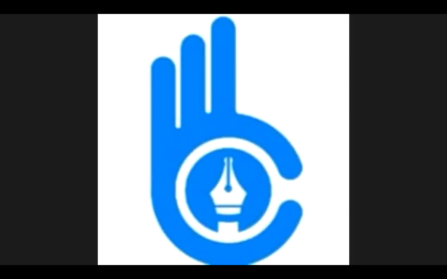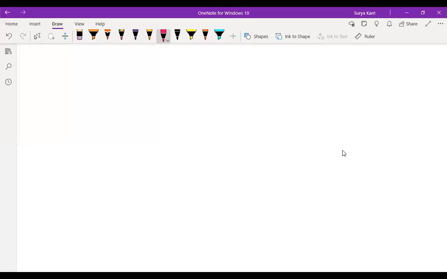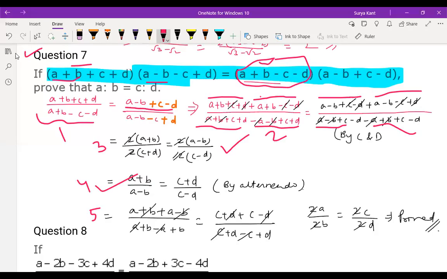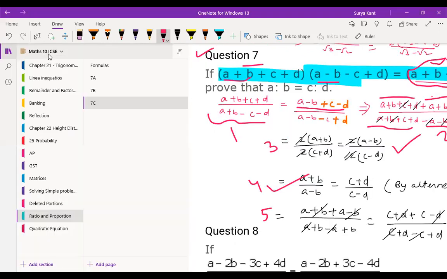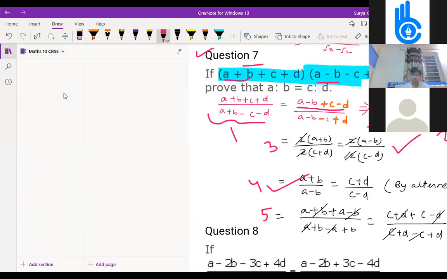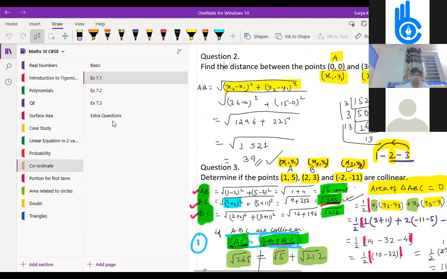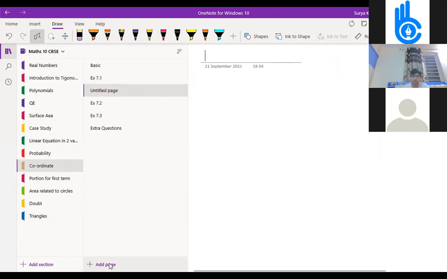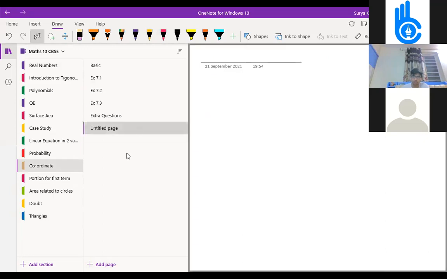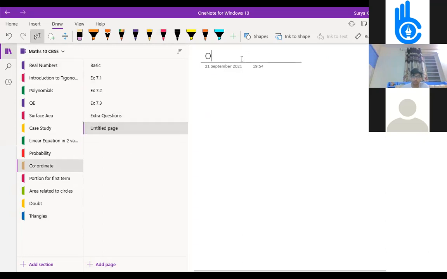Of coordinate geometry, you are saying 100 questions are there? Yes, sir, of coordinate geometry. Okay, fine. Coordinate geometry will start off with 10th CBSE coordinate geometry. Objective type will start here. Objective type.